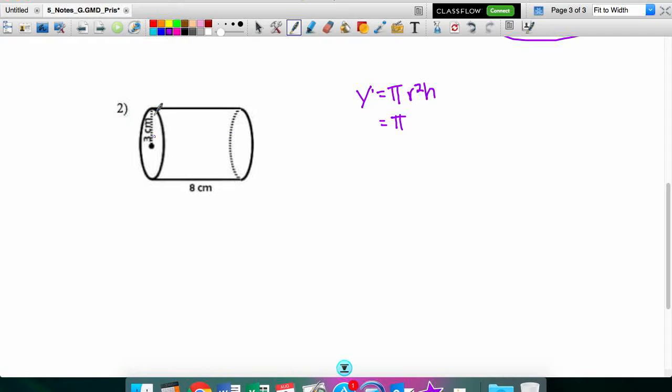The radius in this case is 3. And the height is actually going to be the horizontal distance from circle to circle, 8 in this case. So multiplying everything but the pi, 3 squared is 9. 9 times 8 gives me 72. So I have 72 pi, and tacking on my units, centimeters cubed, this is my exact answer.